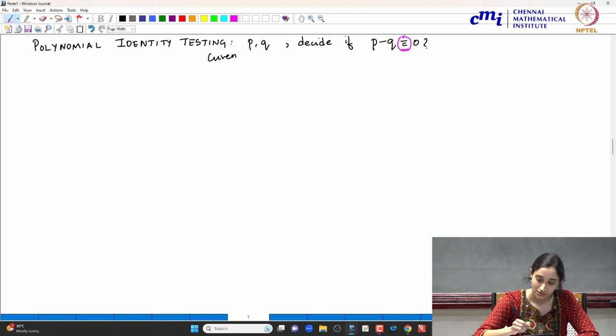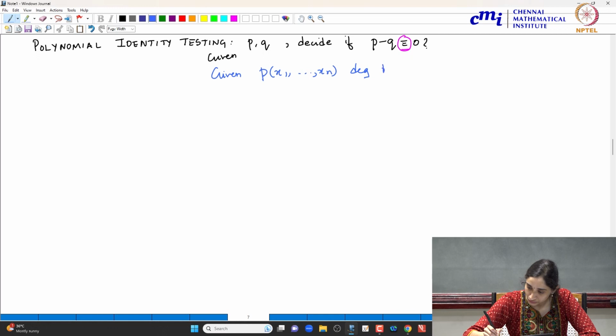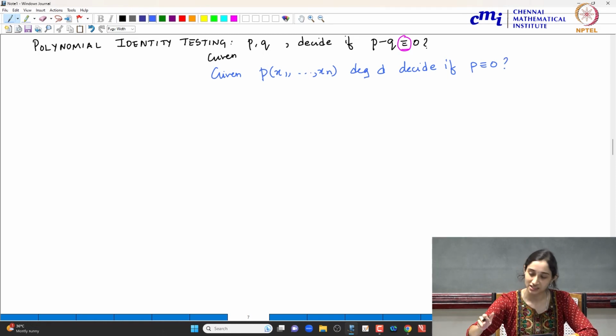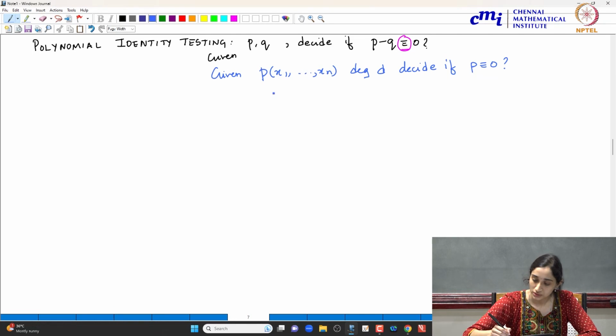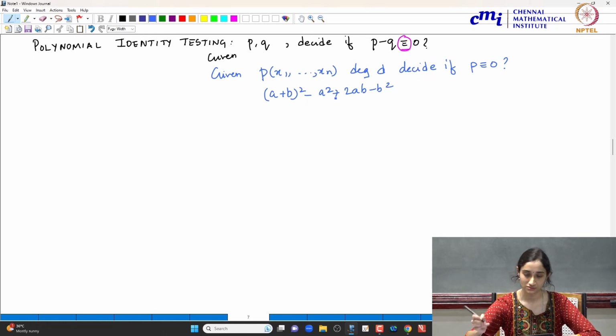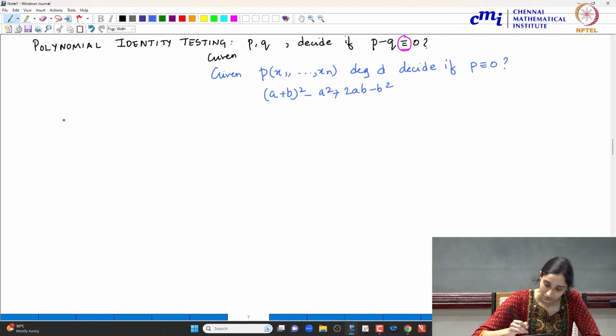So let's just give one polynomial. Given a polynomial p on x1 to xn, n variables, degree d, decide if p is identically 0. I'm considering p minus q as my input. In principle, if I give (a plus b) whole square minus a square minus..., I should answer yes. This should be no. Okay. I'm going to use something that you saw in the last lecture.